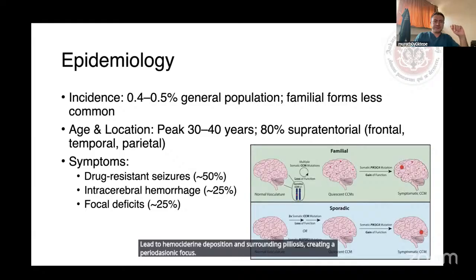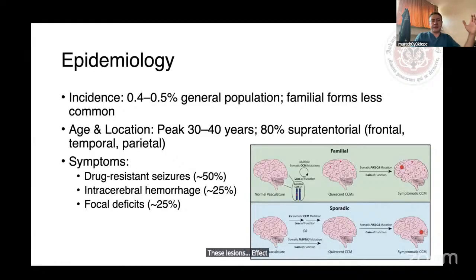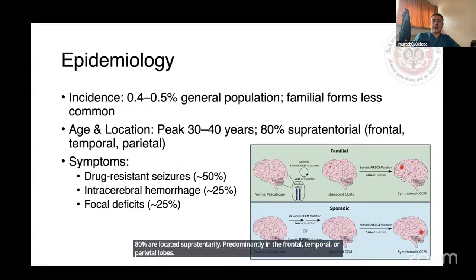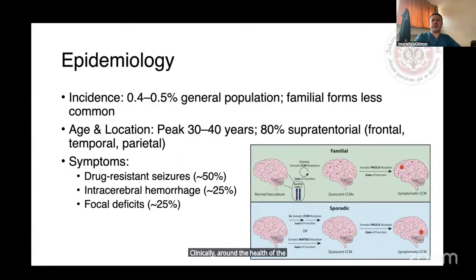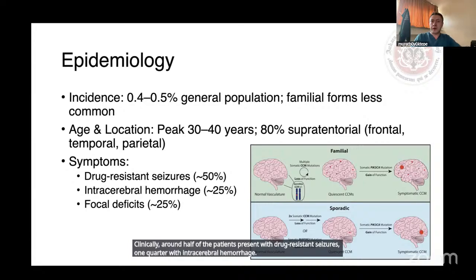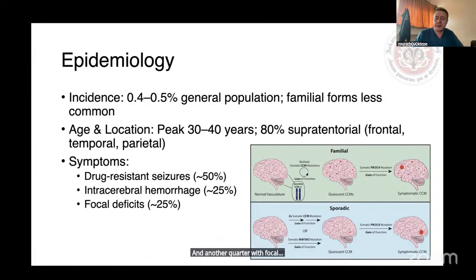These lesions affect approximately 0.4 to 0.5% of the population, with familial forms being rare. They most commonly present in patients aged 30 to 40 years. 80% are located supratentorially, predominantly in the frontal, temporal, or parietal lobes. Clinically, around half of the patients present with drug-resistant seizures, 1/4 with an intracerebral hemorrhage, and another quarter with focal neurological deficits.